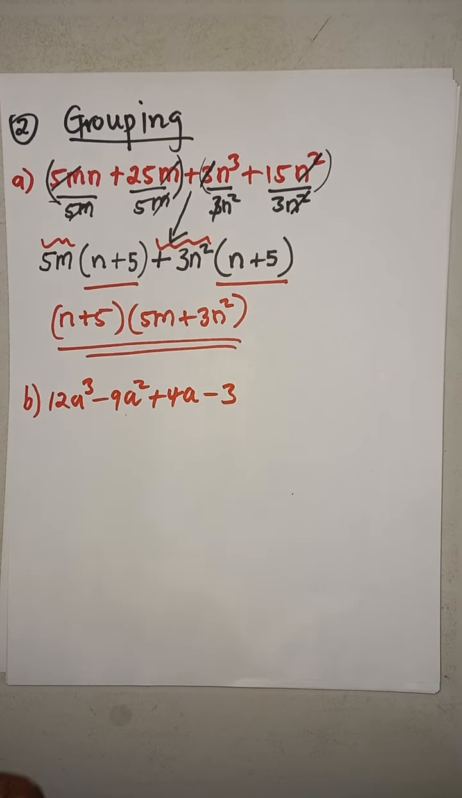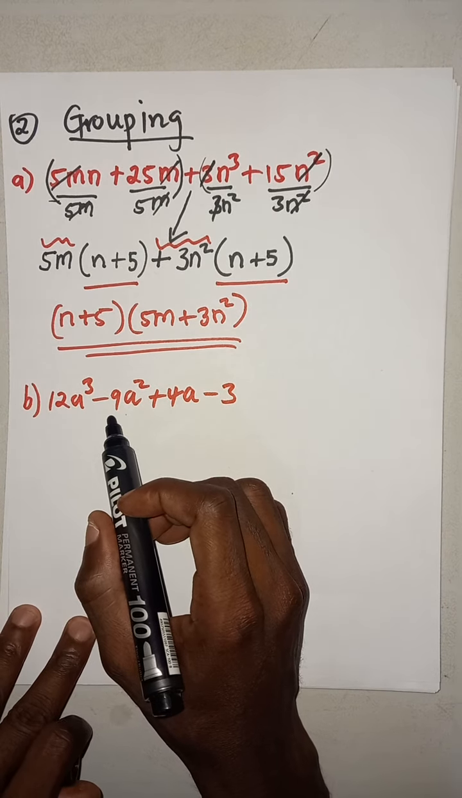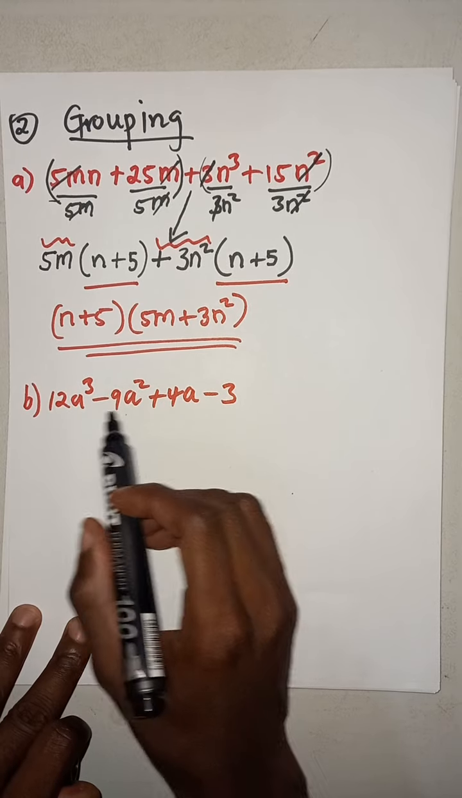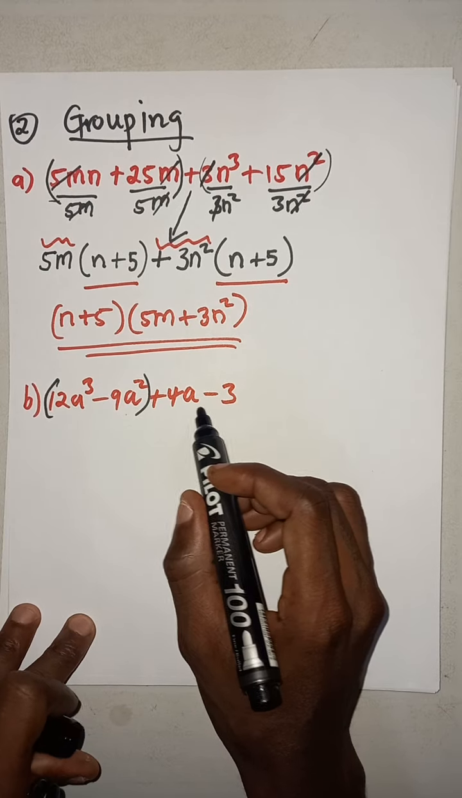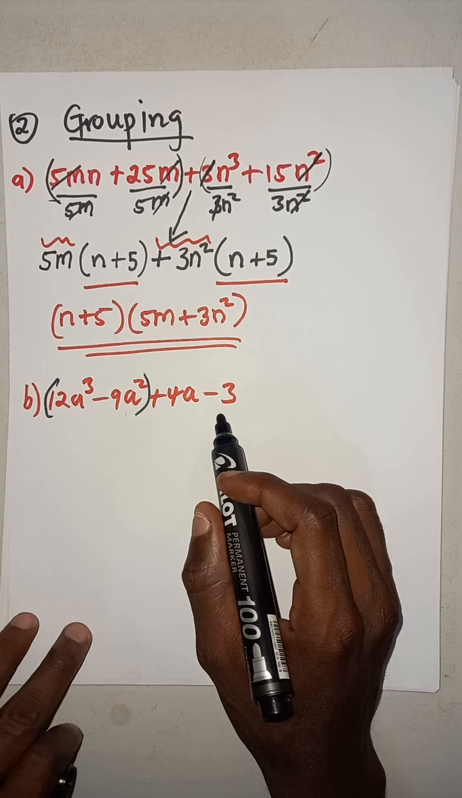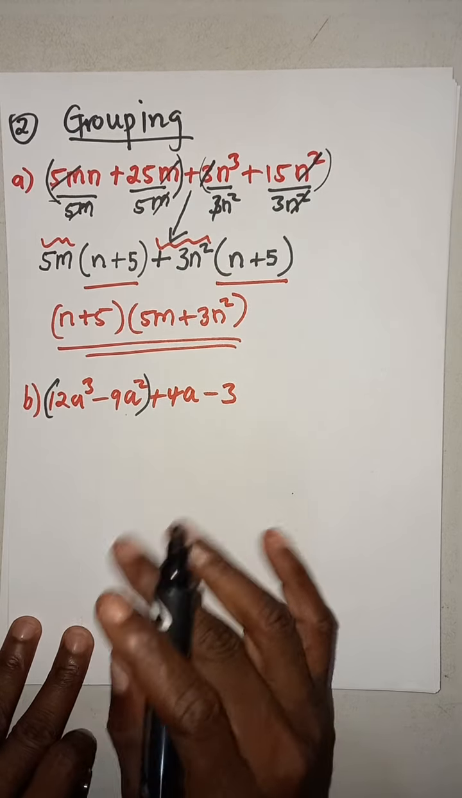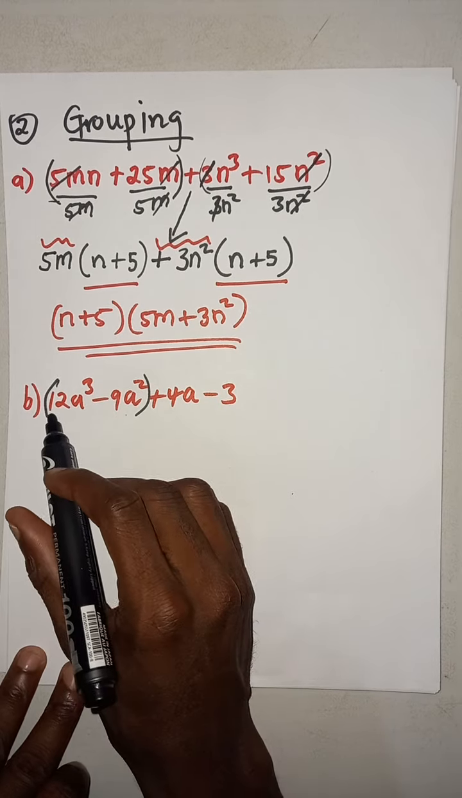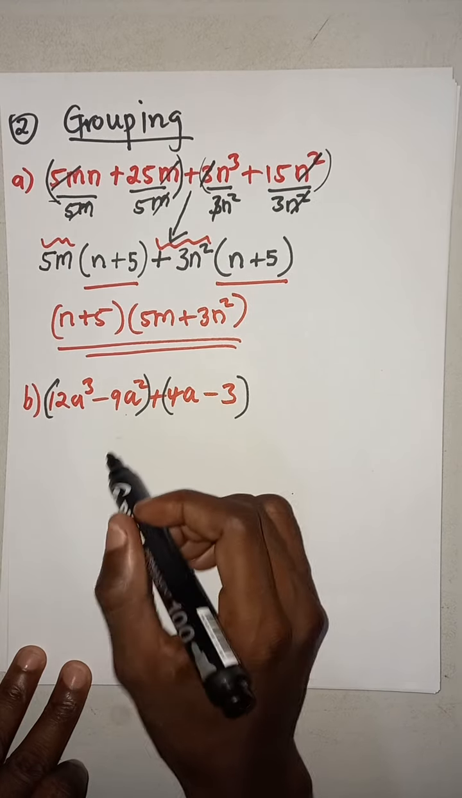As usual, let's see if there's something common. If I check here, 12 and 9, yes, there's something common. I know that 3 can go here, and a can also go here, so that is common, which means I can group it. For 4a and 3, there's nothing common, but the good thing is these two have something in common, which is not a problem. So let's move on. The highest common factor of 12 and 9 is 3.